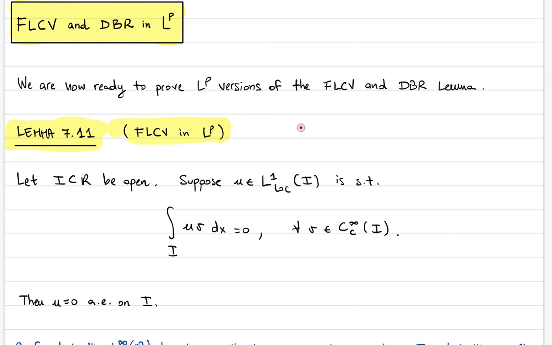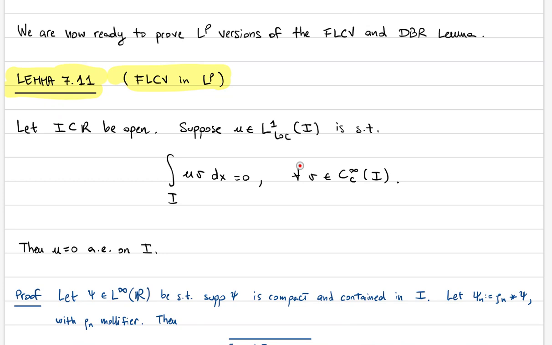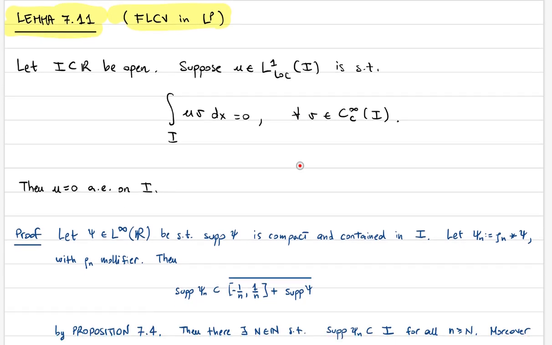Okay, so we are now fully ready to prove these two lemmas in the LP setting. Let's start with the fundamental lemma of calculus of variations. So let I in R be an open set, so could be bounded or unbounded, and suppose that U belongs to L1 loc of I, and is such that U times V integrated over I is 0 for all the C infinity compactly supported functions on I.